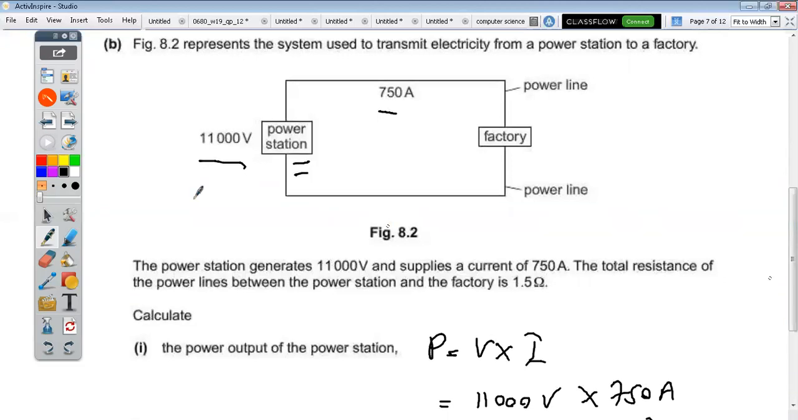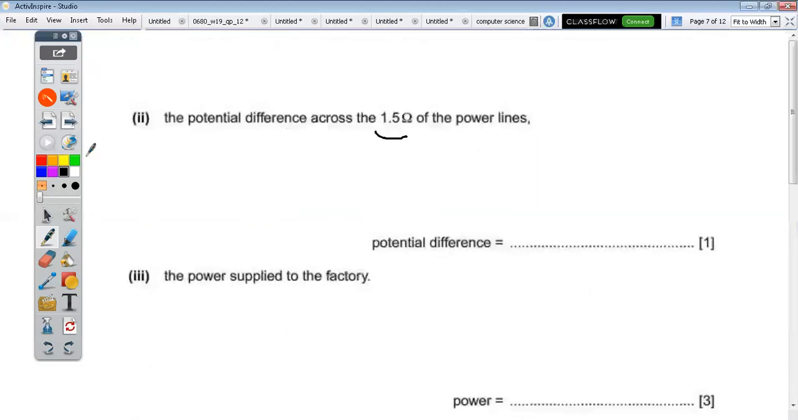Okay, what do you mean? So what's the question? The potential difference across the 1.5 ohm power lines. Yes, sir. Calculate potential difference. Potential difference is the voltage. You don't need to calculate it. It's the same, it's the answer that we got there. It's simply 11,000 volts. The power supplied to the factory.